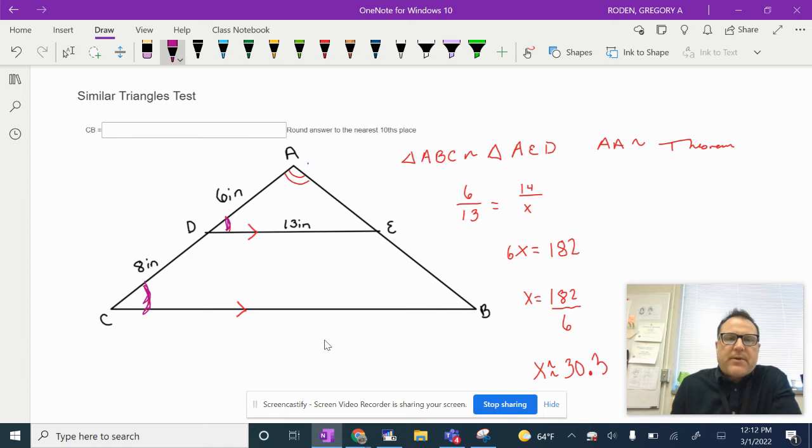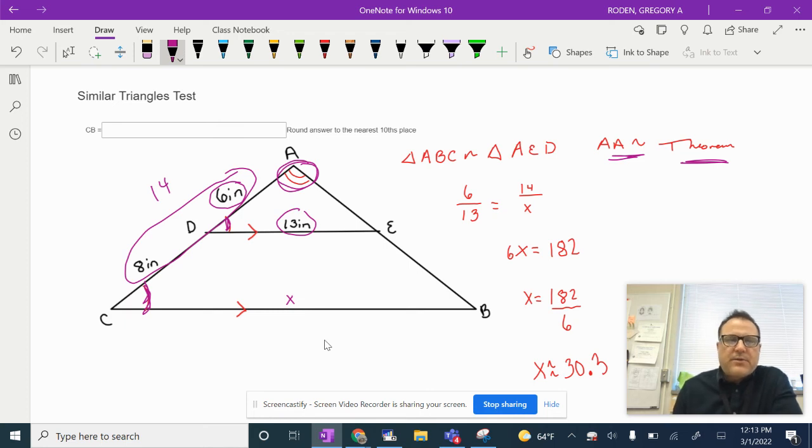So now what we have is this reflexive angle that both the little and the big triangle share. So now we can use the angle-angle similarity theorem. We have the big mama triangle and the little baby triangle, and they're similar to each other because of angle-angle similarity theorem. So we want to find CB. Well, let's call that X. Let's start with the little triangle: 6 over 13, little triangle side to little triangle base, equals 14. Now, how did I get 14? I just added up 6 and 8 and got 14 over X.